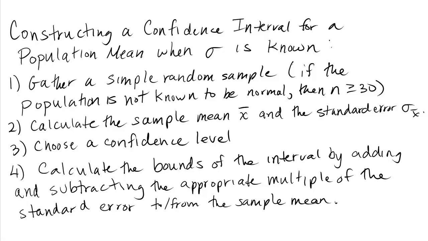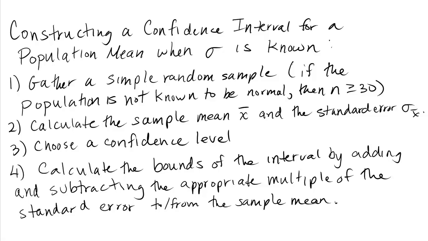And if you don't know that the population is normal, then you're going to need a sample size large enough to be able to invoke the central limit theorem. So your sample size will have to be at least 30. Because the technique we're using here requires a normal distribution, we have to be sure that the means are normally distributed. So either the population has to be normal or your sample size has to be greater than or equal to 30.